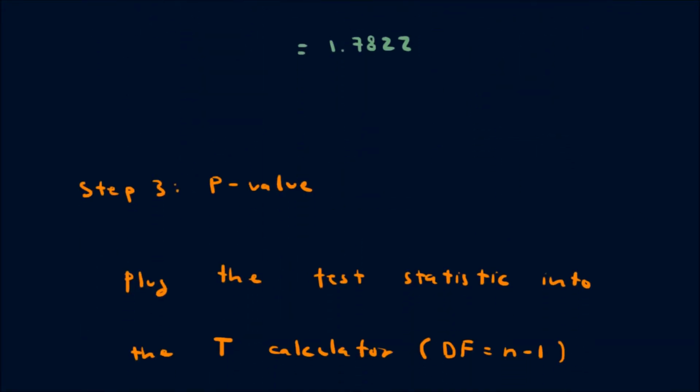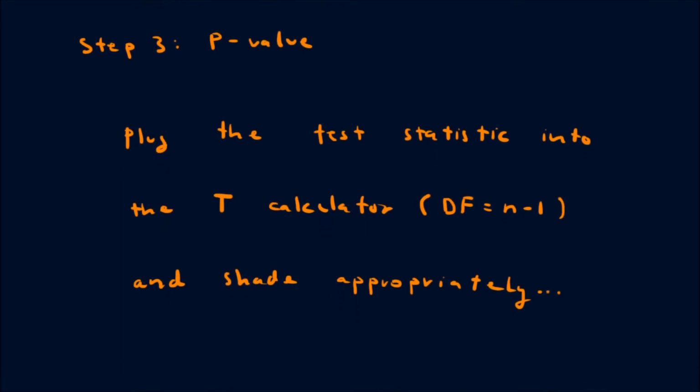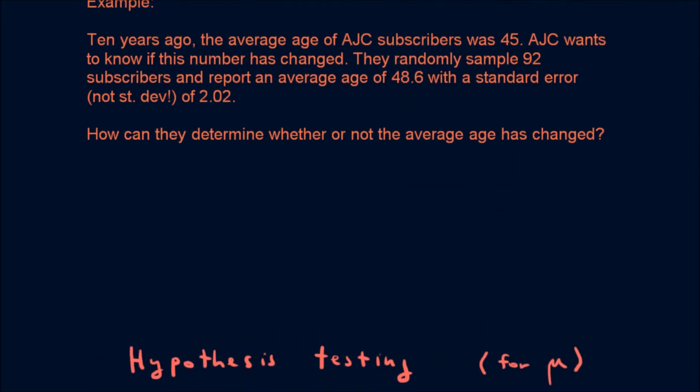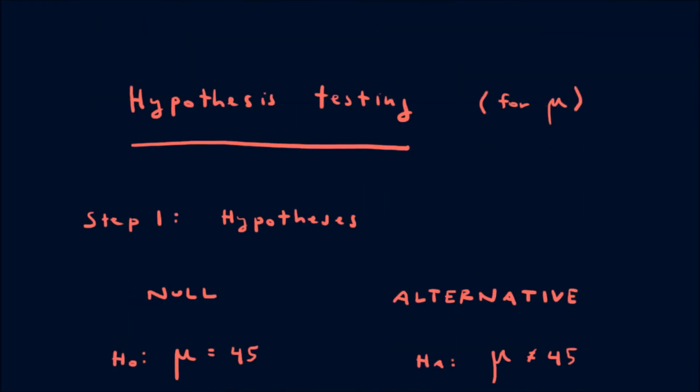Step three would be calculating the p-value. So you want to plug the test statistic that you just calculated into the t calculator. Anytime the problem is about the population mean, you want to use the t calculator and then shade appropriately. So if the alternative hypothesis used greater than, you'd want to shade to the right. If it uses less than, you want to shade to the left. And if it uses not equal to, I'll show you what to do because I'm about to do it. Now, one thing to note is that the t calculator will ask you for degrees of freedom, which is just n minus 1. So in this case, n was 92, so degrees of freedom would be 91.